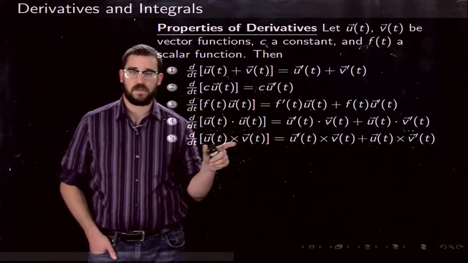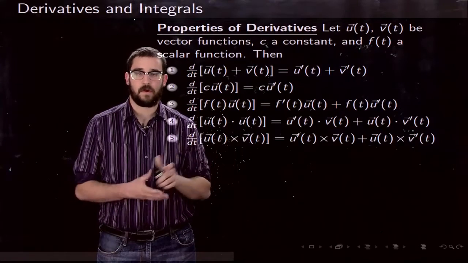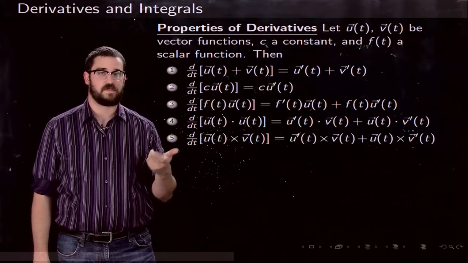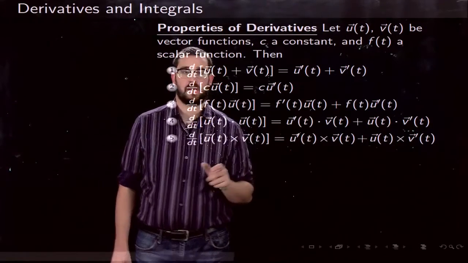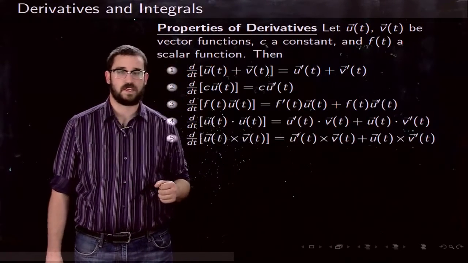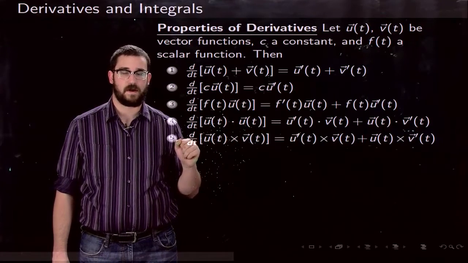Now, particularly this one, we want to be careful here because remember, cross product is not commutative. U cross v is not the same as v cross u, and so we want to be careful with how we do our u prime cross v of t and our u cross v prime of t. Notice this dot product, this should be a v right there.